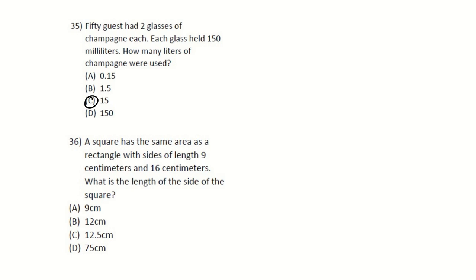A square has the same area as a rectangle with a length of 9 centimeters and a width of 16 centimeters. What is the length of the side of the square? We did this and I believe it was 12, but let's check and see. That's 9 times 16, which is 144. So the side squared is 144. So the side is equal to the square root of 144, which is in fact 12.